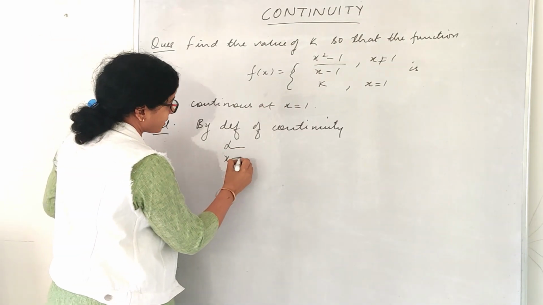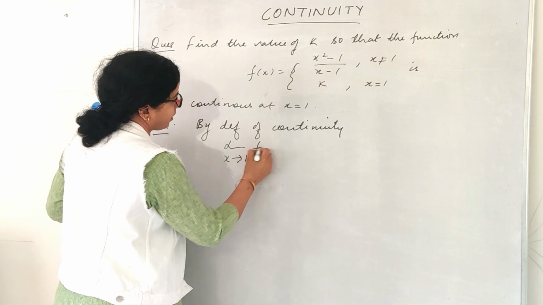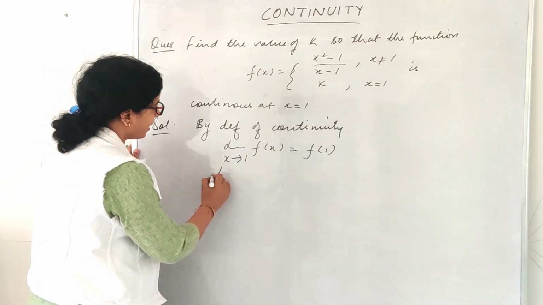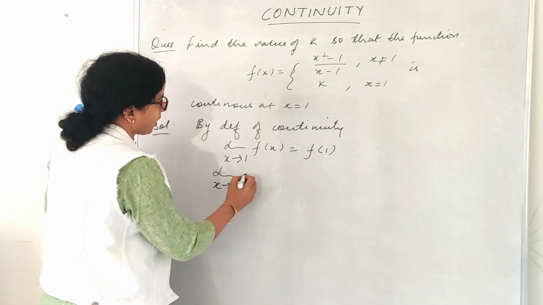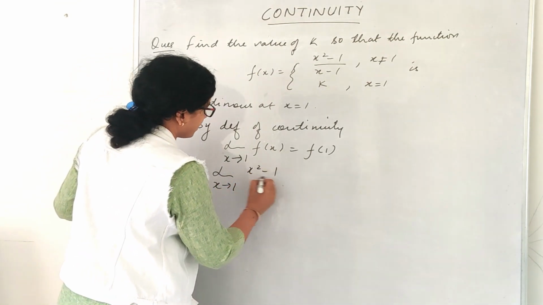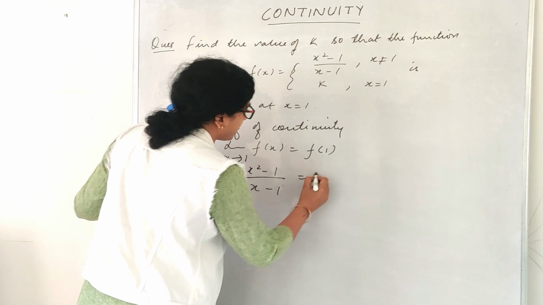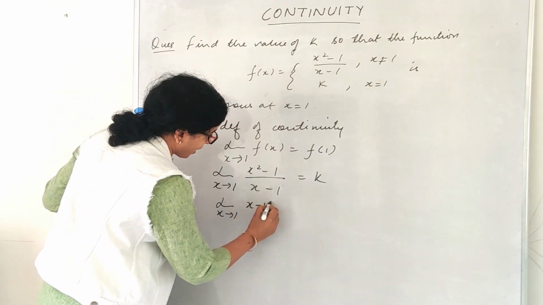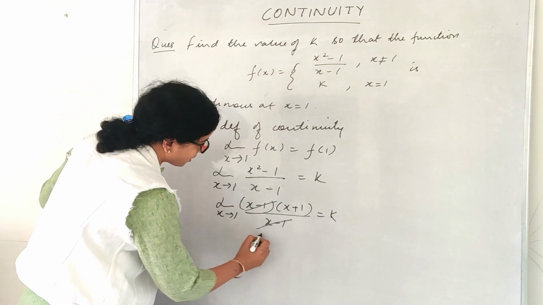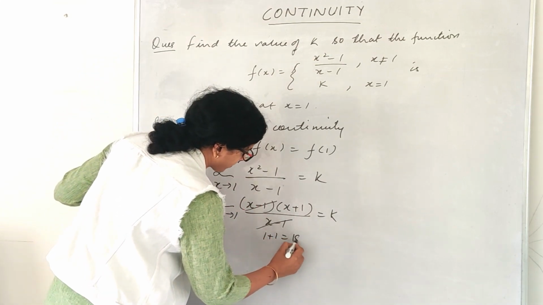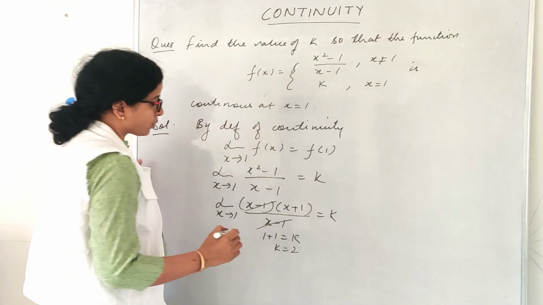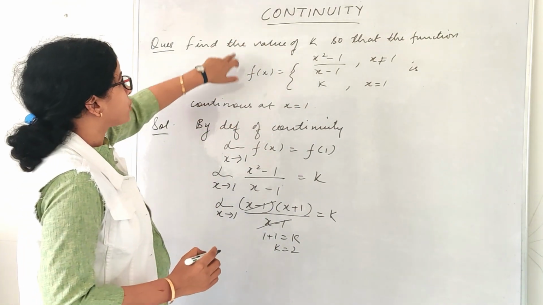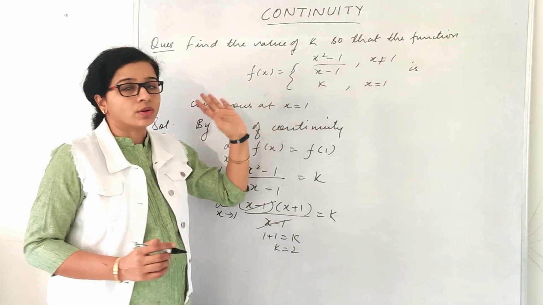Limit x tends to 1, f(x) should be equal to f(1). What does that imply? Limit x tends to 1, x square minus 1 upon x minus 1 should be equal to k. What we do? We do the factorization of the numerator part. Now substitute the limit. So k is equal to 2. So whenever my value of k is 2, my function will be continuous at x is equal to 1.